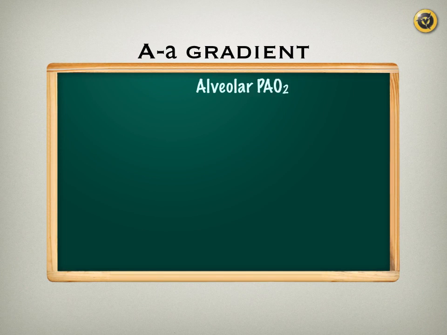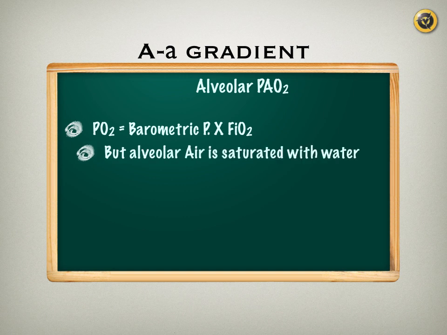The partial pressure of any gas is its percent mixture in the total pressure of the gas. At sea level, barometric pressure would be 760, and the FiO2 in normal air is 21%, so 0.21, and that would be the PO2. But remember, there are two major differences in the alveoli. The alveoli are fully saturated with water vapor. By the time the air goes all the way through the bronchial tree, it gets fully saturated with water vapor.